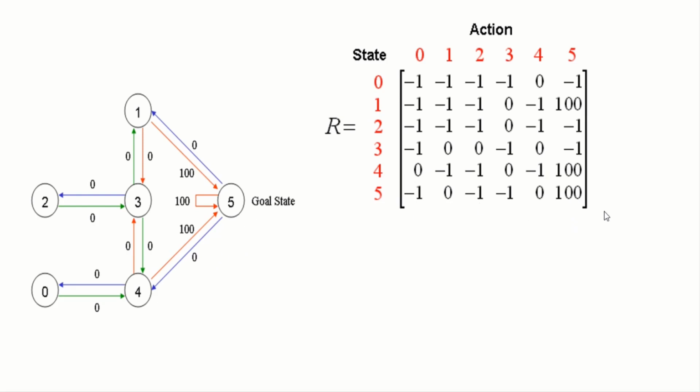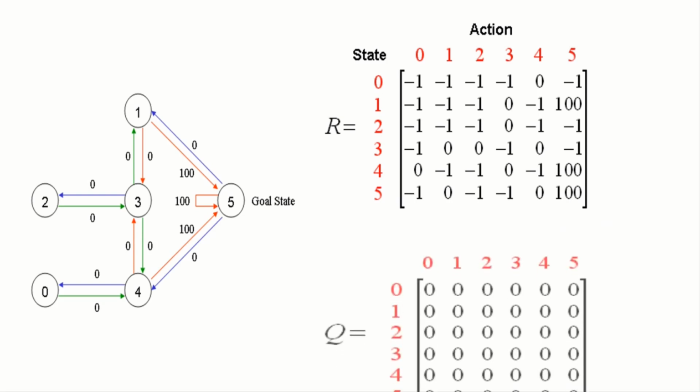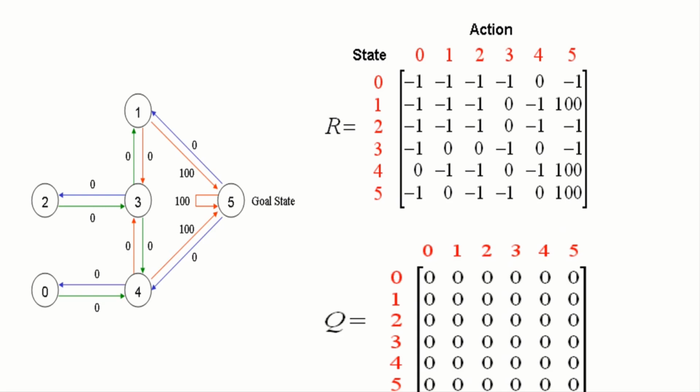So for calculating that, initially we make the quality matrix, which will be initialized to 0. Every value will be initialized to 0 here, and we need to keep updating this quality matrix once the robot moves from one state to another state.